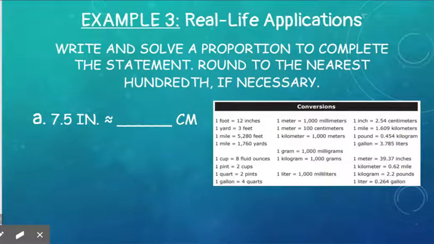So this says 7.5 inches is equivalent, that little squiggle sign is an equivalency sign, is equivalent to blank centimeters. So how many centimeters? The way that we're going to solve this, it says, is write and solve a proportion. So a proportion that I could write is an inches compared to centimeters proportion. If I look at the information that I have, I've got 7.5 inches, and I don't know how many centimeters. I'm just going to call that X, right? So I'm going to make that my first ratio, by writing 7.5 inches over my X centimeters.